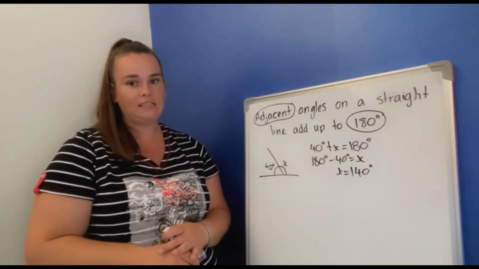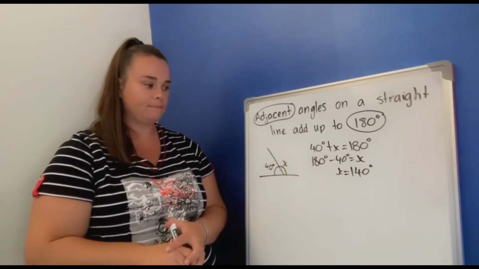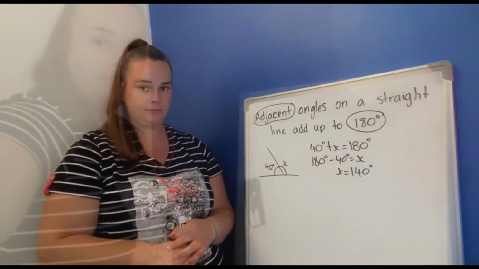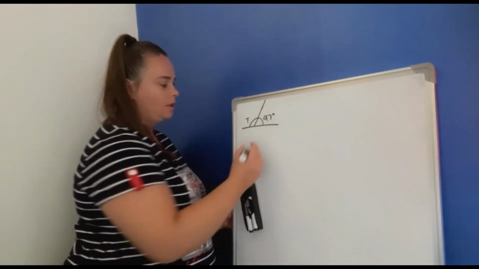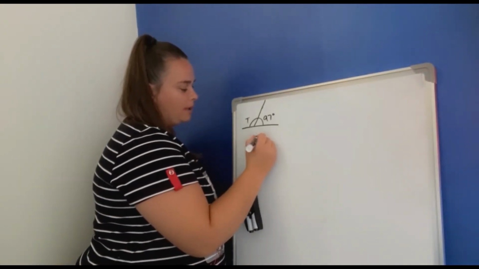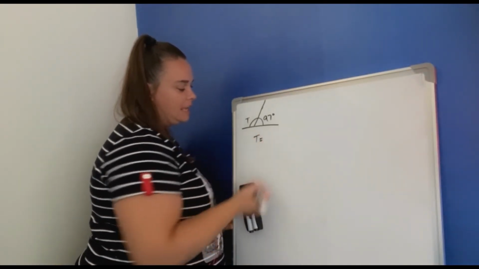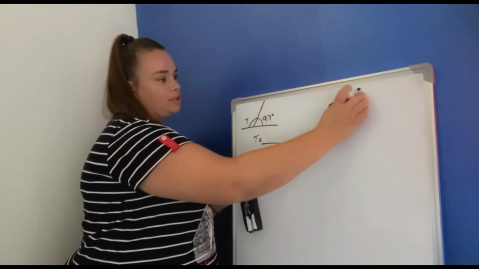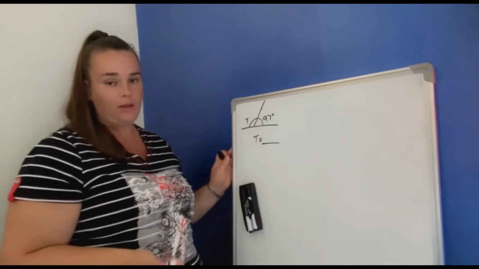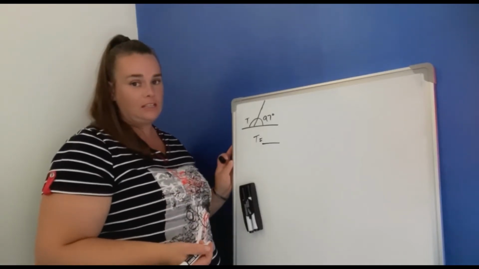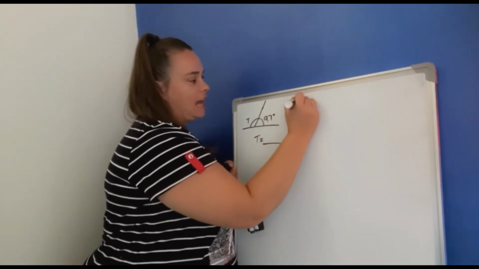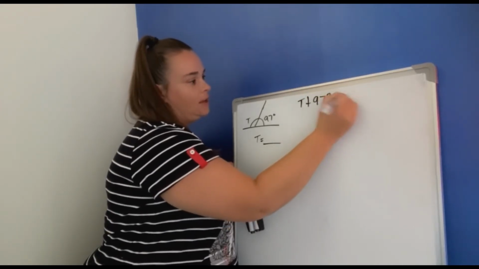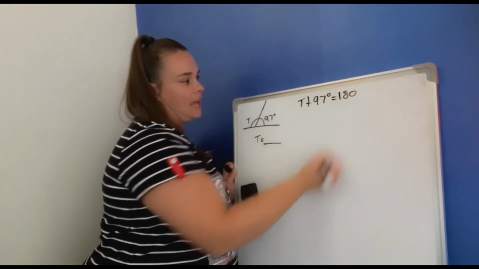Yes, you do need to set it up this way. And you also need to have the degrees on your numbers. In your book or your paper, you might have t equals and a line there to put in your problem. And you'll also have some working space to show the marker what you did to get the answer. So let's write it out. t plus 97 degrees equals 180.